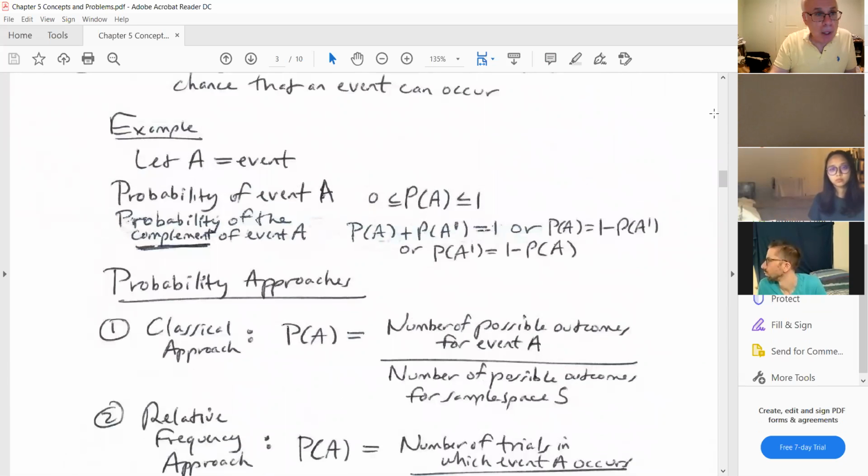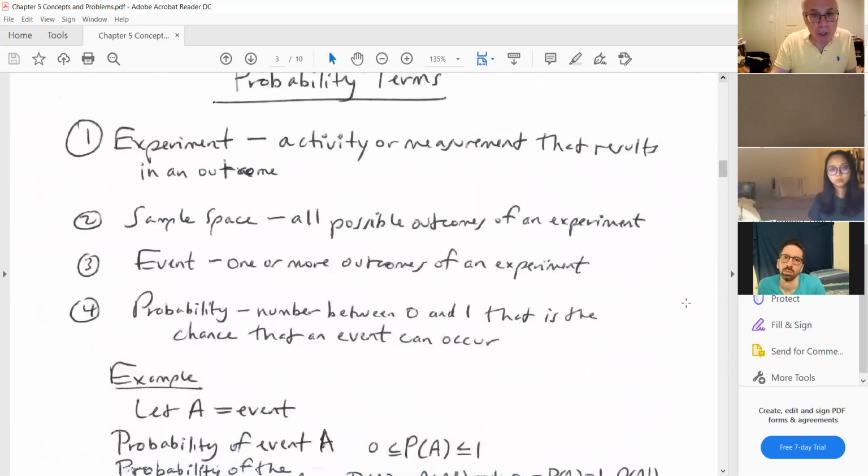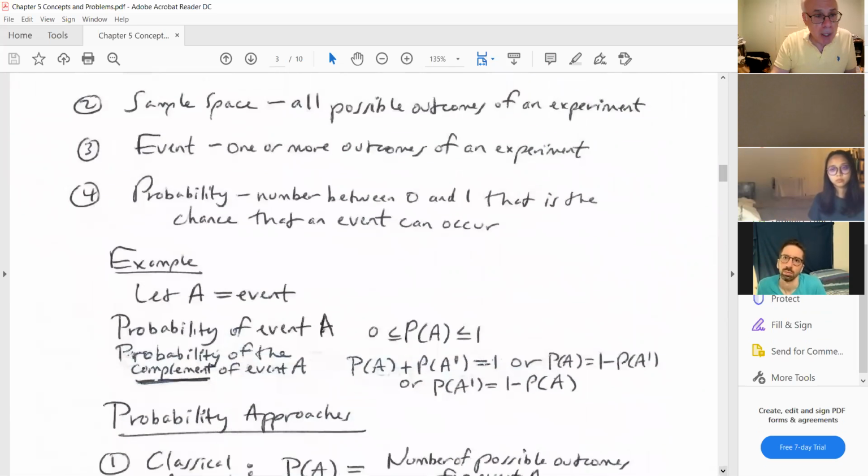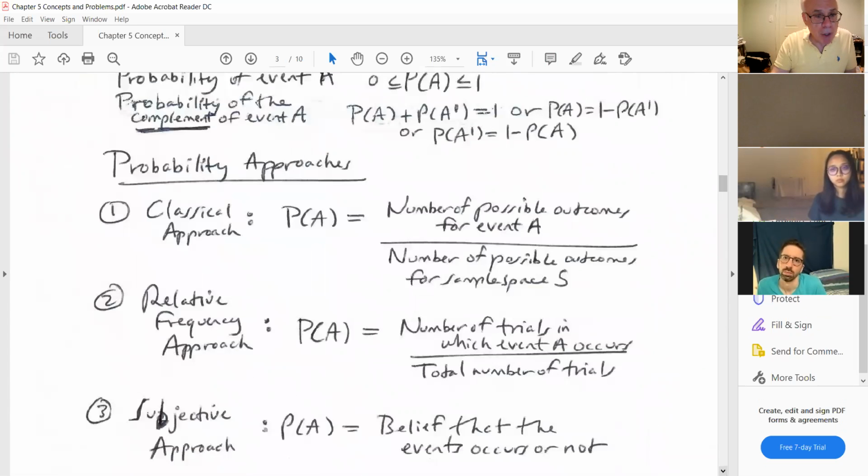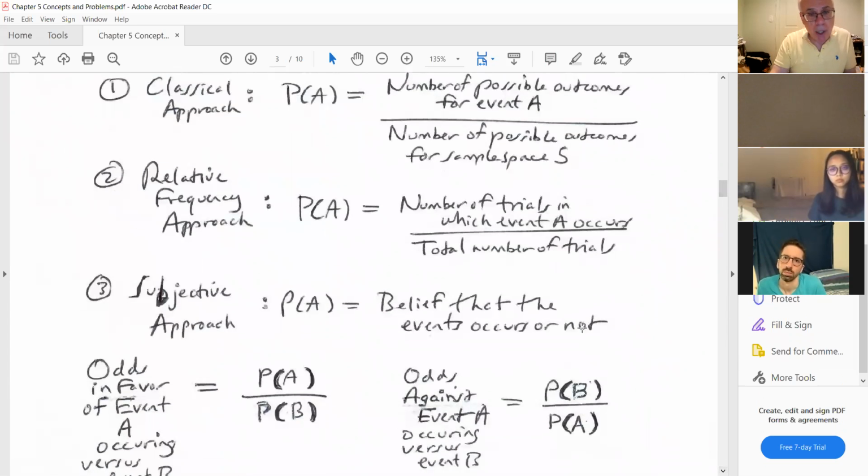And these are just the basic definitions and things like that. And then the classical, relative frequency, and subjective approaches of probability. Notice that when we use a table, we're using the relative frequency approach, right? Because the number of people in the survey would be the number of trials, the experiment being repeated. If you're asking the question over and over again to all those people, that would be the relative frequency approach.